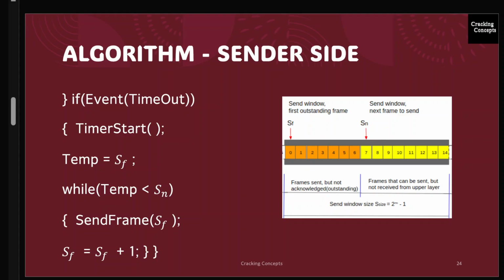And if the event is timeout, which means the timer needs to be restarted, we store SF in a temporary variable because that is to be resent. So while the value of SF is still less than SN, we keep on sending the frame SF, and it is incremented after sending.